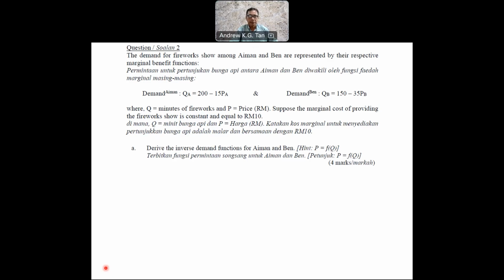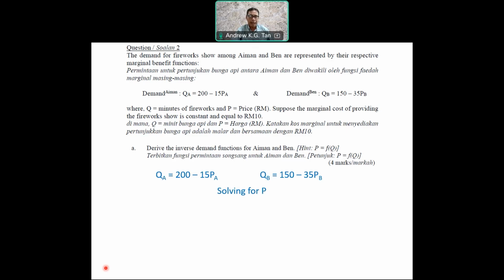Hint, P is a function of Q. So kalau Anda disuruh untuk mendapatkan fungsi permintaan songsang untuk Ayman dan Ben, what do you have to do? You have to solve for P as a function of Q. Although you are given demand, QA is equal to 200 minus 15 PA, QB is equal to 150 minus 35 PB. Solve for P on the left-hand side, di sebelah kiri.